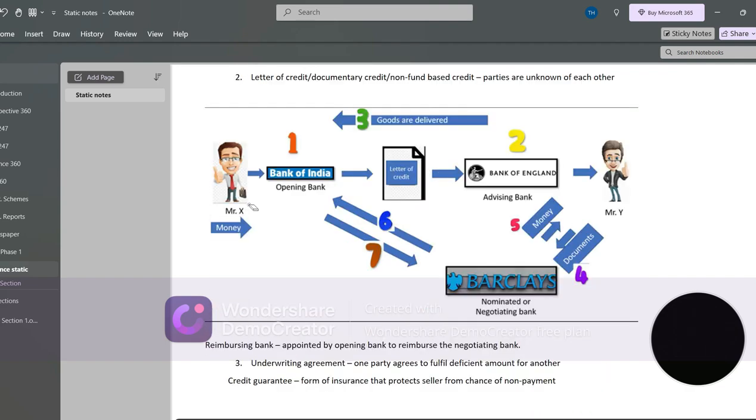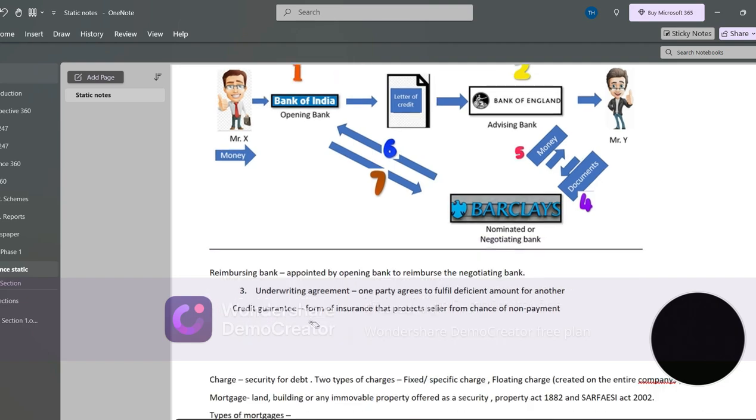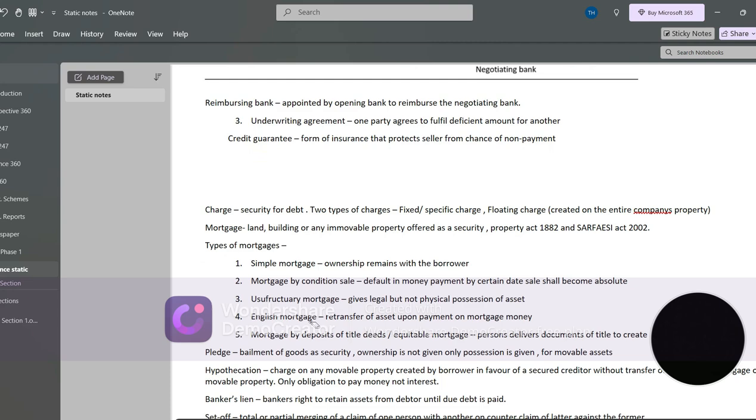Third is underwriting agreement. This is also a miscellaneous function of the act, in which one party agrees to fulfill the deficient money for another party. It is a kind of credit guarantee form of insurance that protects the seller from the chance of non-payment.